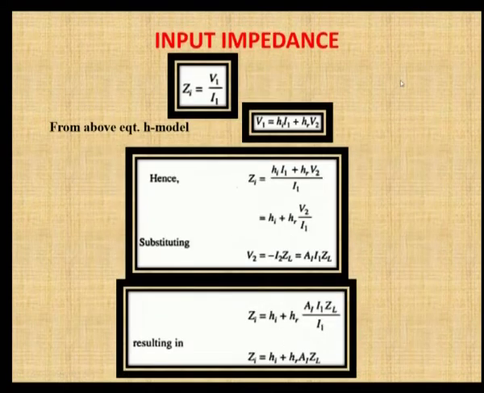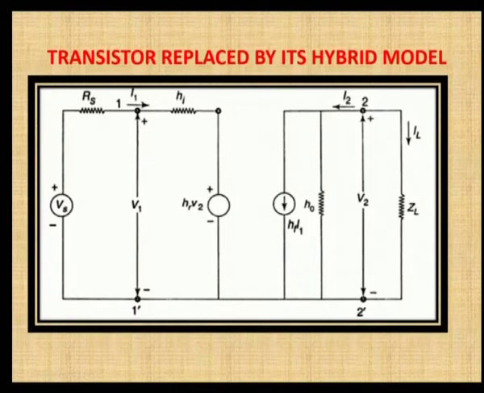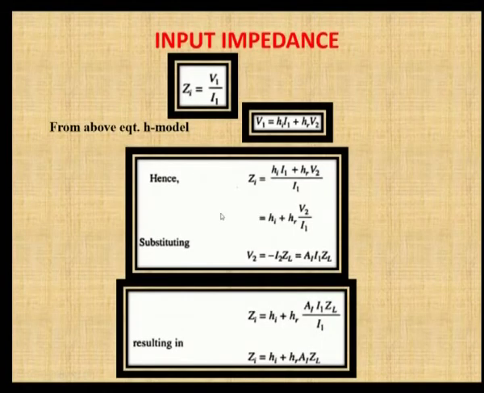Next is input impedance. When you look at the input port in the circuit, it is given as V1 by I1. How can you write this V1 equation? V1 is the voltage at the input side. When you see this circuit, V1 can be written as the voltage drop across this resistance plus this voltage. So, this is given as I1 HI plus HR V2. If you substitute this V1 in the ZI equation, it will be like this by I1, and I1 cancels out in the first term, and here you again have V2.